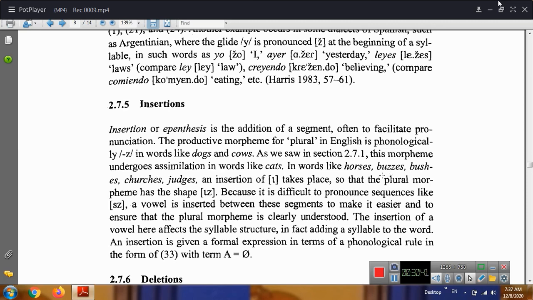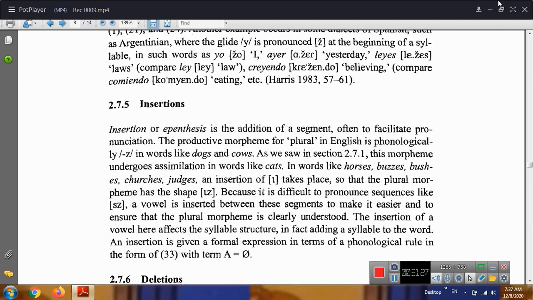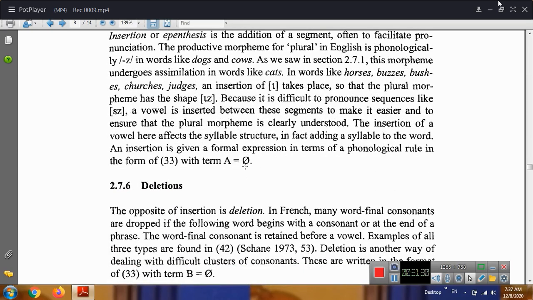For example, this is true about English. The phonological form of the plural morpheme Z sometimes, in some words, has a vowel E inserted between the plural morpheme and the word, like horses, buses, bushes, churches, and judges. We have the insertion of E before the plural morpheme Z. Because we want to facilitate the pronunciation, we insert such a morpheme, and we can show the sign of insertion in this way.